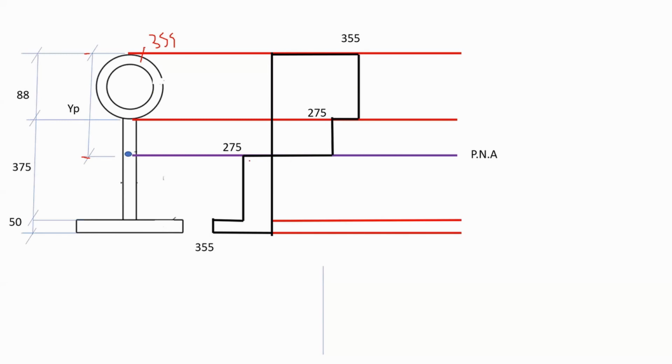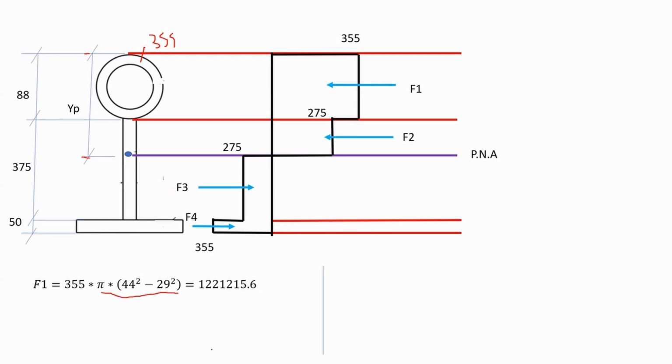And of course it changes sides at the plastic neutral axis. So again, I'm going to find my forces, and I will actually calculate each force now. If we consider F1, it would be 355 megapascal multiplied by this area, where this area would be equal to, as given to us in here.